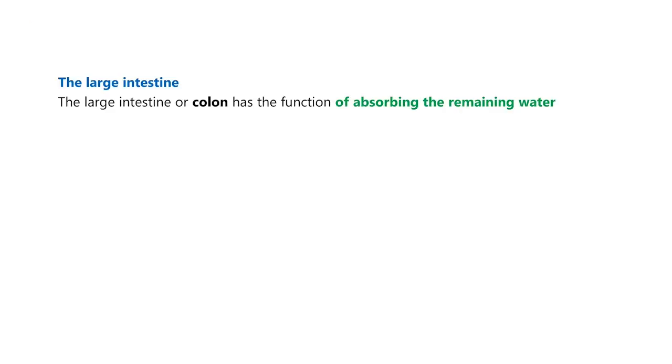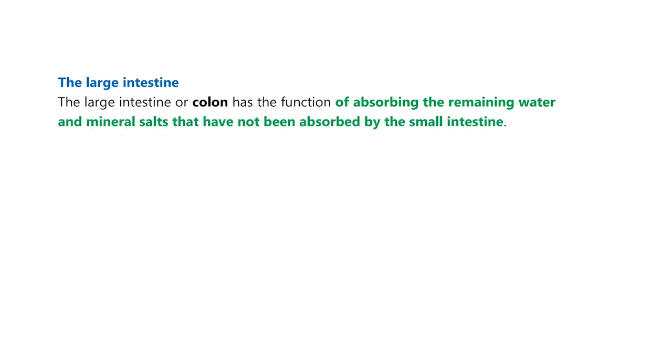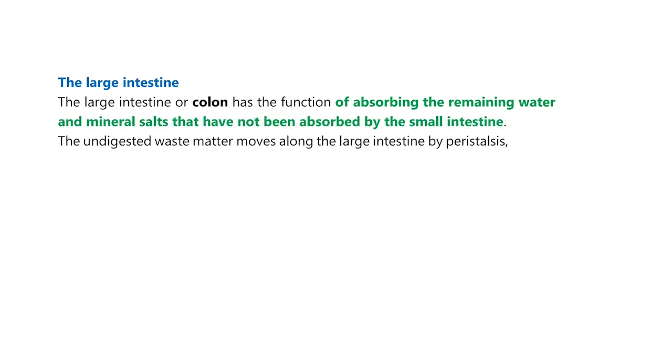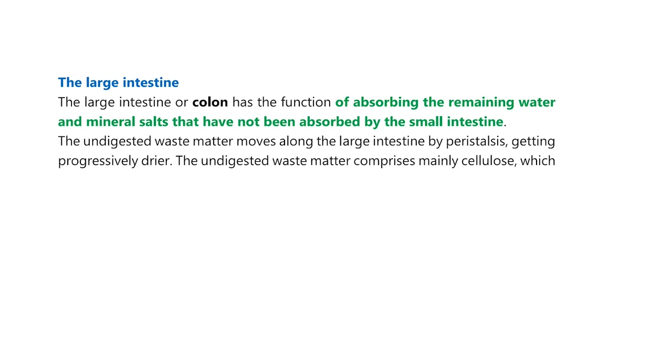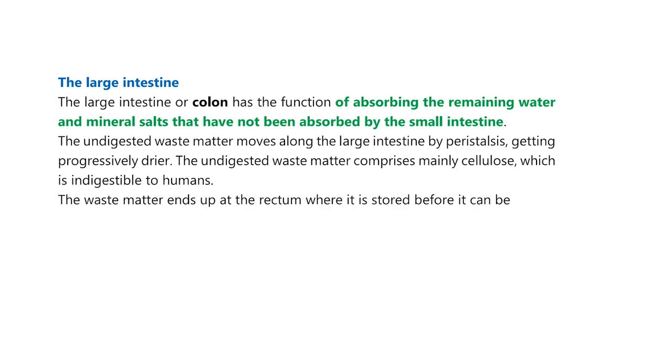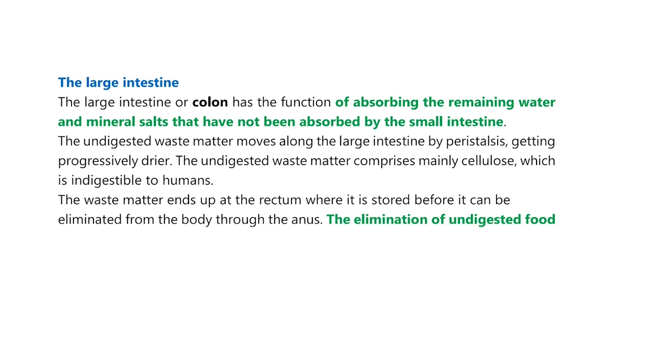The large intestine, also called the colon, has the function of absorbing the remaining water and salts that have not been absorbed by the small intestine. The undigested food matter moves along the large intestine by peristalsis and mainly comprises cellulose, which is indigestible to humans. The waste matter ends up at the rectum where it is stored before it can be eliminated from the body through the anus. The elimination of undigested food material is called egestion.